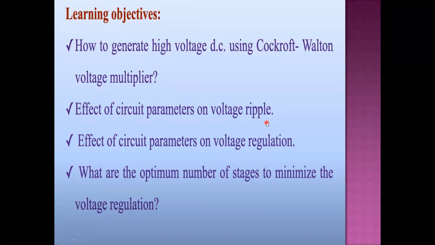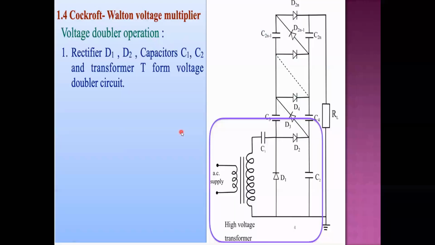Voltage ripples are present in the generation of high voltages, and how they affect the generation of high voltages. Then, the effect of circuit parameters on voltage regulation. The circuit parameters also affect voltage regulation. Voltage regulation is nothing but voltage drop; from no load to full load, the voltage is changing. And what is the optimum number of stages to minimize the voltage regulation? So these are the different concepts we have to discuss today.